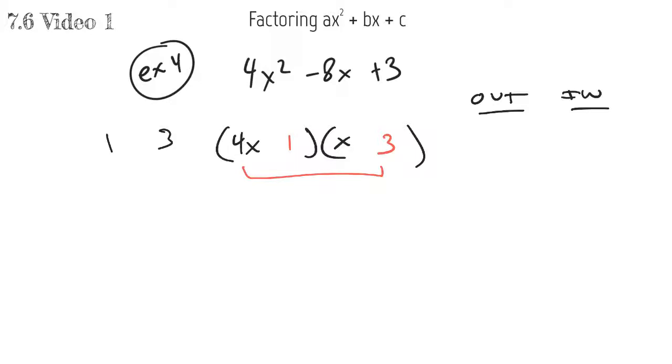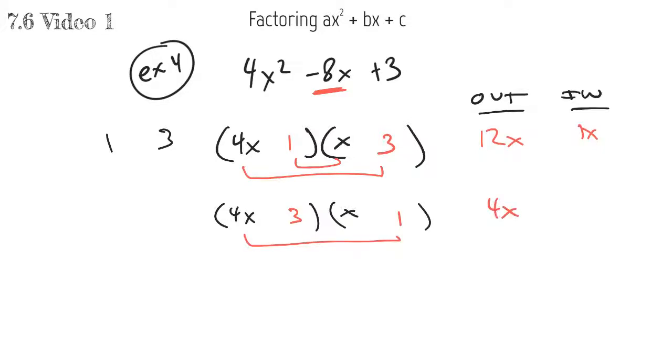Outsides gets me 12x and 1x. And I'm trying to get to negative 8. Well, this won't work. Okay, so switch the 1 and the 3 around. 4x and x. Put the 3 there and the 1 there. Let's see. This gets me outside of 4x, inside of 3x, 7 or 1. Nope, that doesn't work either. Remember, I'm trying to get to negative 8. 4 plus 3 is 7. 4 minus 3 is 1. Doesn't work. Okay, so you know what that must mean is the 4x and x are wrong.